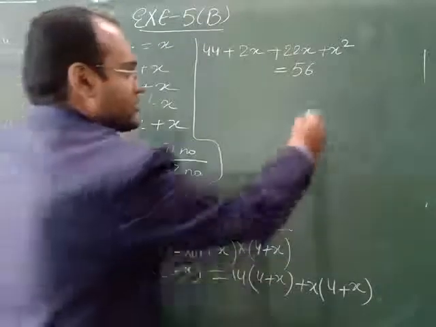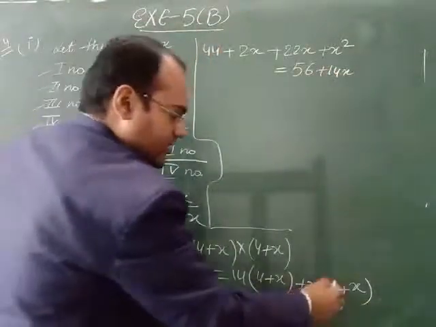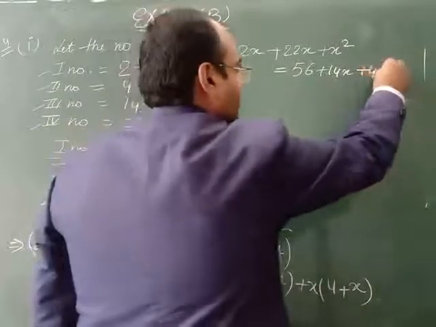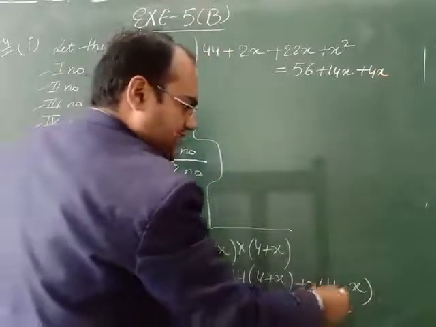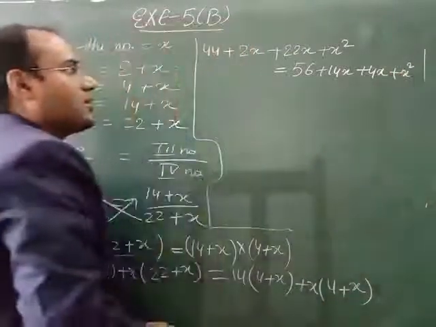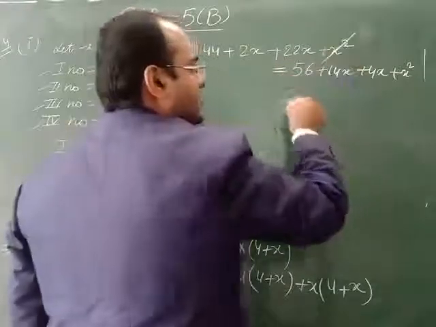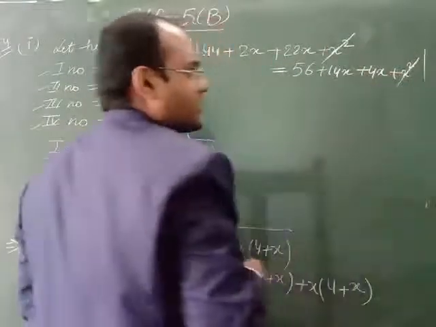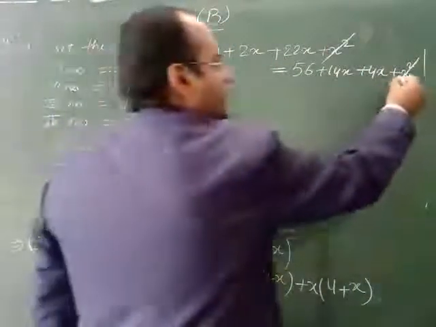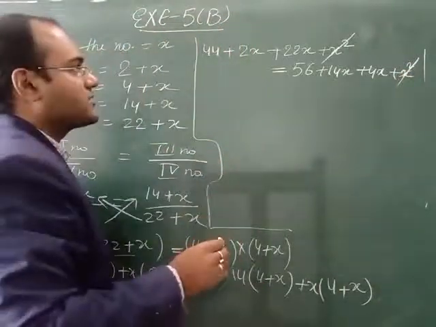14 into x is 14x, plus x into 4 is 4x, plus x into x is plus x square. Now on the left hand side of the equal to sign plus x square is there, on the right hand side also plus x square, so both will get cancelled.